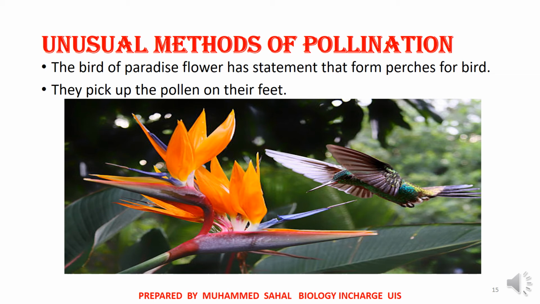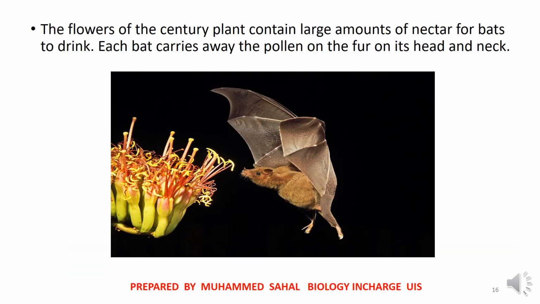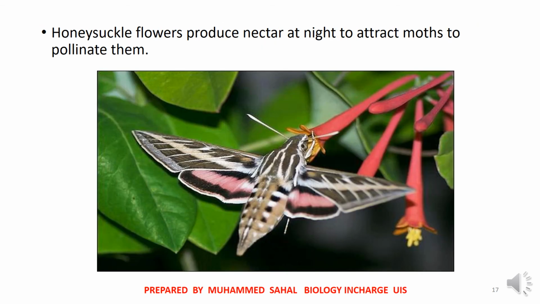Some examples: the first one, the bird of paradise flower, has stamens that form perches for birds. They pick up the pollen on their feet. Next one. The flowers of the century plant contain large amounts of nectar for bats to drink. Each bat carries away the pollen on the fur on its head and neck. Next one. Honeysuckle flowers produce nectar at night to attract moths to pollinate them.